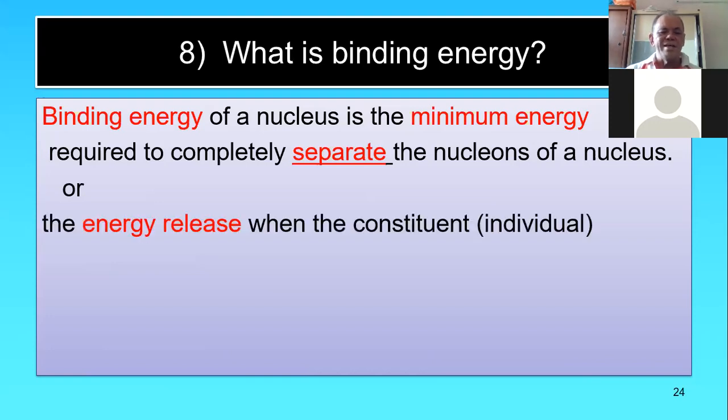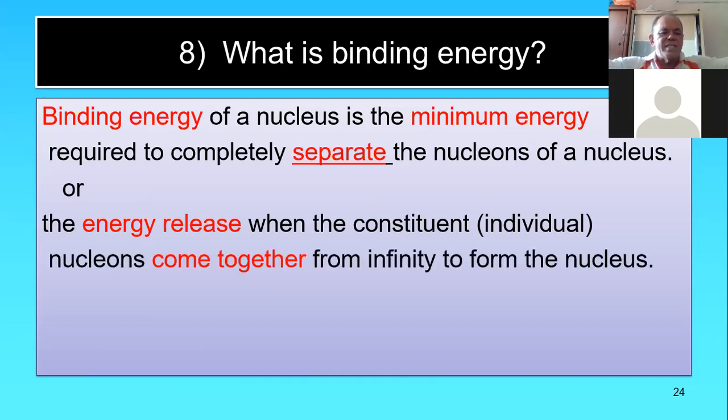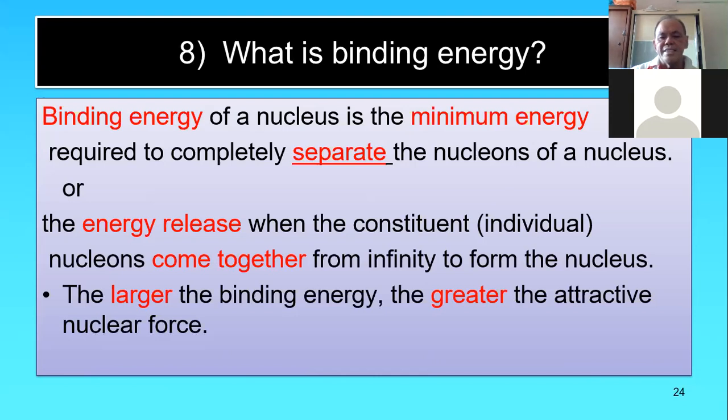Or we can think of it as all the protons and neutrons that make up the nucleus. We call them constituent nucleons. They come from infinity and come together to form the nucleus. So the larger the binding energy, the greater its attractive nuclear force.